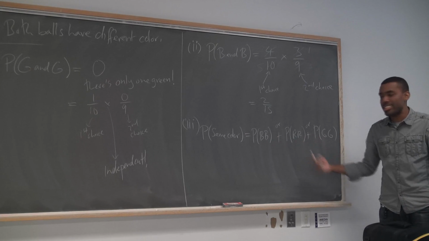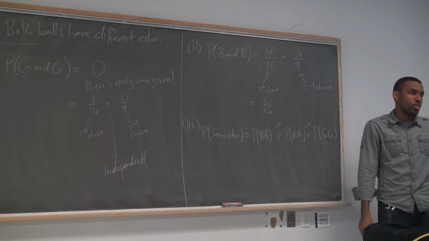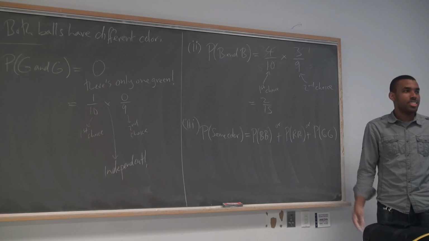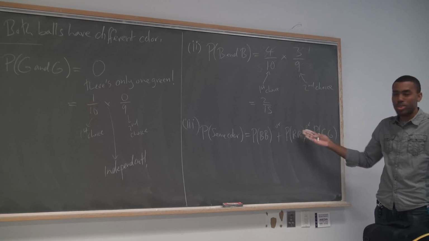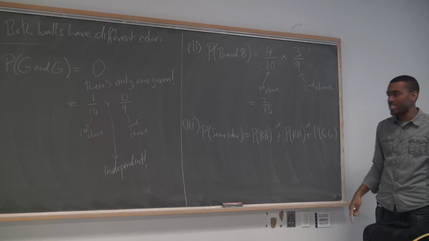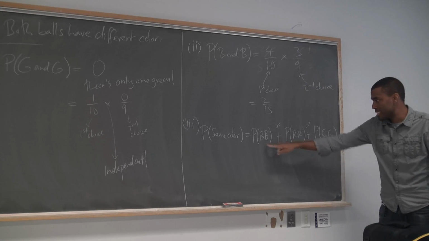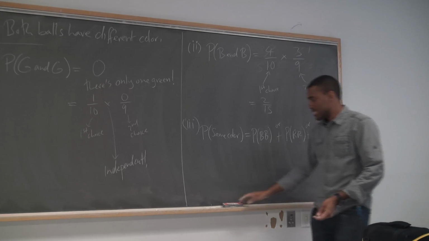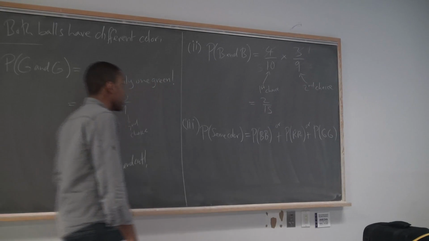There's no way this and this can happen. I can't say I chose 2 balls and 2 of them were blue and 2 of them were red. You can only pick 2 blues or 2 reds. They're mutually exclusive. If this happens, that didn't, and this didn't either. So these are actually mutually exclusive.